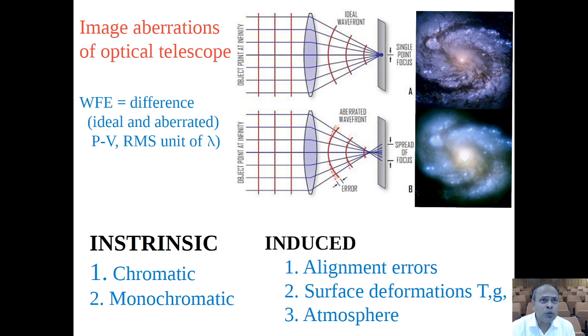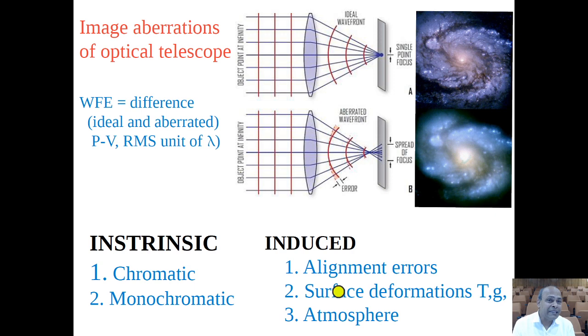So what are the sources which degrade the ideal wavefront? There are some intrinsic sources we will discuss, and there are two categories in this. One is the chromatic aberrations, another is the monochromatic. These are five in number, and are also called Seidel aberrations. Then there are some induced aberrations. These are alignment errors. For example, if the optical system contains many optical elements and they are not properly aligned, that also results in degradation of the wavefront.